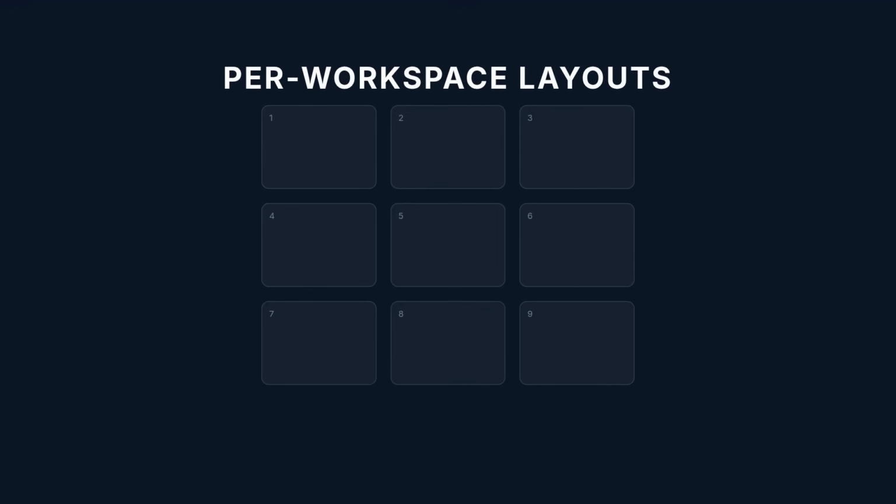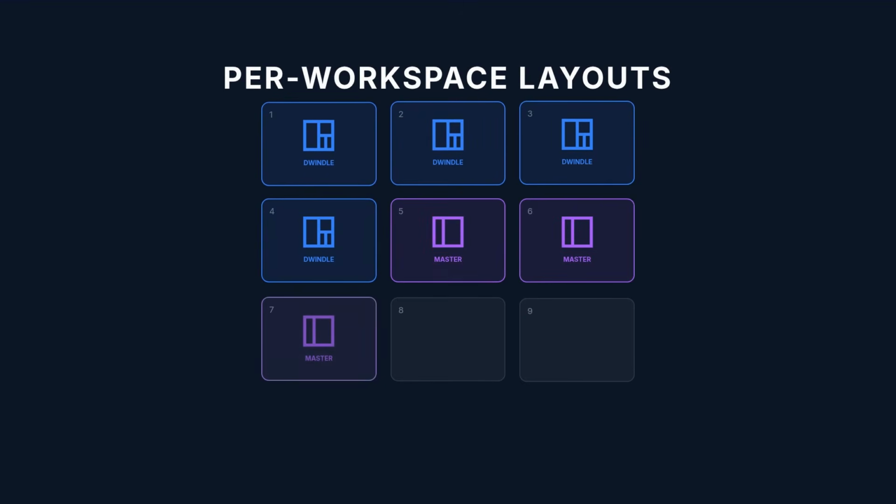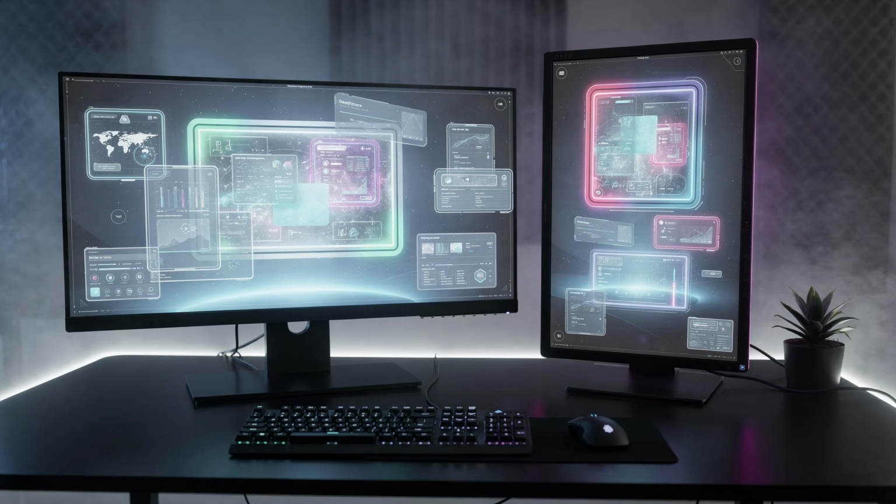The layout engine has been completely redesigned to be simpler, easier to maintain, and much more flexible. The headline feature here is per-workspace layouts. This is something the community has been asking for since at least late 2023. You can now configure your system so that Workspaces 1 through 4 use the Dwindle layout for general multitasking, while Workspaces 5 through 8 use the master layout, which might be better for coding or reading documentation. You can even configure layouts on a per-monitor basis, which is fantastic if you have a multi-monitor setup where one screen is vertical and another is horizontal.